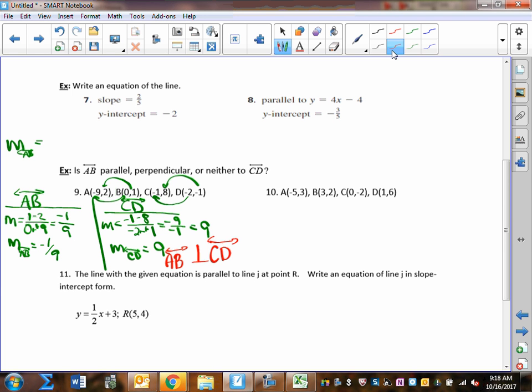Alright, I want you to go ahead and try number 10 while we're sitting here. See what you get from number 10. So again, find your slopes, label it whichever way you prefer, and compare them for your answer.